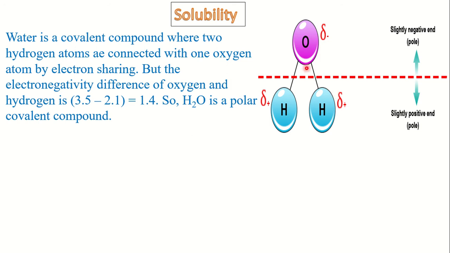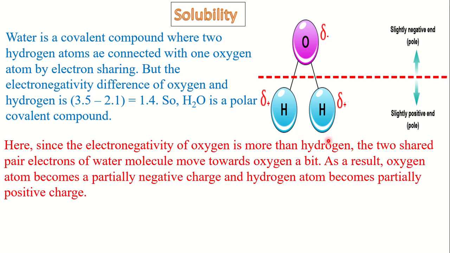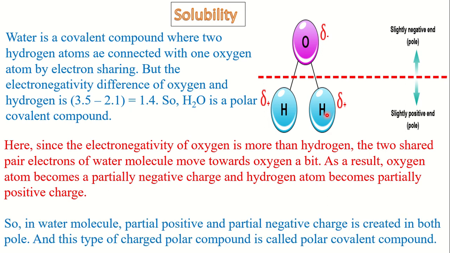Dear students, I am telling you again, here the electronegativity of oxygen is more than hydrogen. So this electron pair that is shared by oxygen and hydrogen is attracted by oxygen more. So it will go slightly toward oxygen. So oxygen becomes partially negatively charged and hydrogen becomes partially positively charged. So two opposite charges arise on both sides of water and water becomes polar. So water is a polar covalent compound.